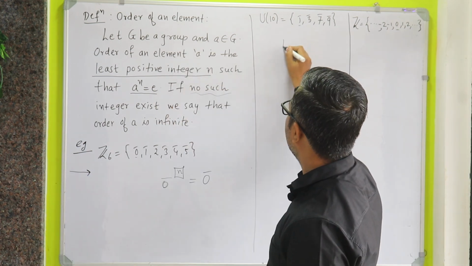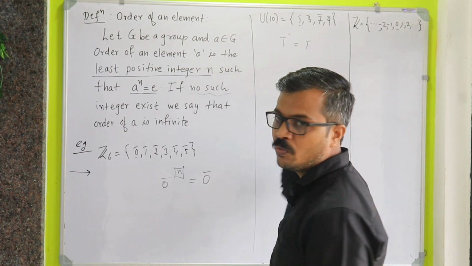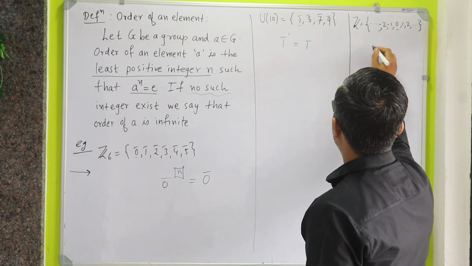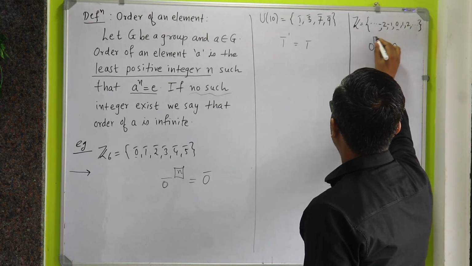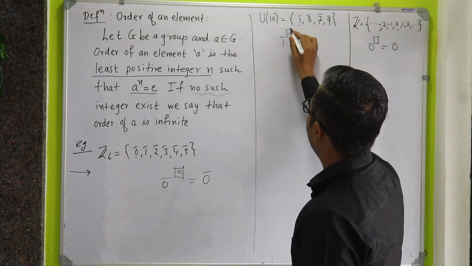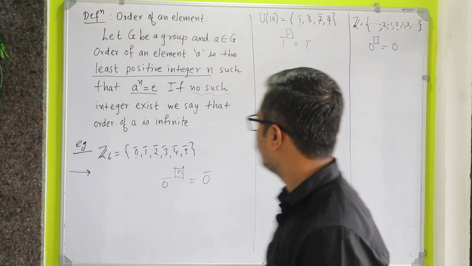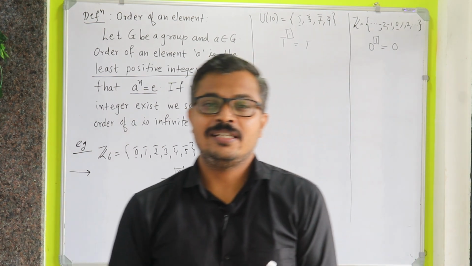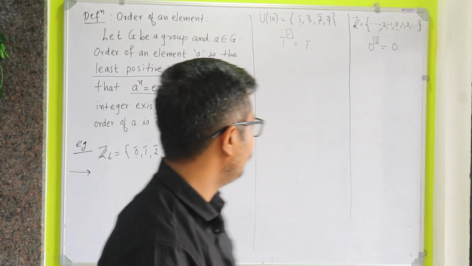Same thing in U10, so 1 bar raised to what is equal to 1 bar? That is again going to be 1. And again in case of Z, 0 raised to what is equal to 0? I mean, we are looking for a least positive integer, right? Such that 0 raised to something is equal to 0, and that is also 1. So note that the identity element has order 1.